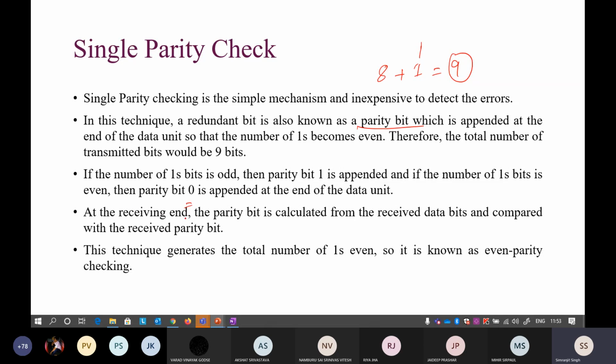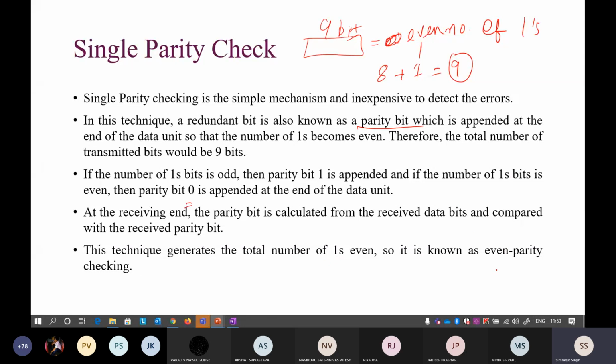Okay, so at the receiving end, the parity bit is calculated from the received data bits and compared with the received parity bit. Actually, at the receiver side, you only check if the data contains an even number of ones. It will only check that the 9 bits should have an even number of ones. If it has an even number of ones, then you can directly say that you got the correct data. This technique generates a total number of ones as even, so it is known as even parity checking.